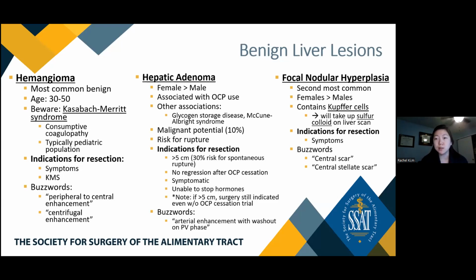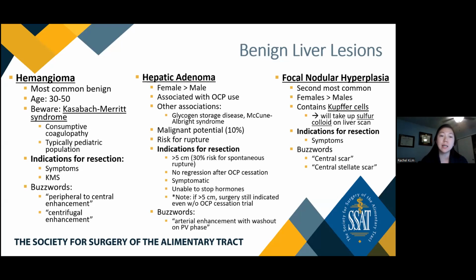This is the one that's associated with birth control use. However, just be aware that that's not its only association. It's also associated with lots of glycogen storage diseases and other genetic syndromes. These do have a malignant potential, and the other risk they have is rupture and bleeding. So it's a little counterintuitive. Hemangiomas are technically low risk for rupture, even though you think of them as a very vascular lesion, but it's the adenomas that have the risk for rupture and hemorrhage.